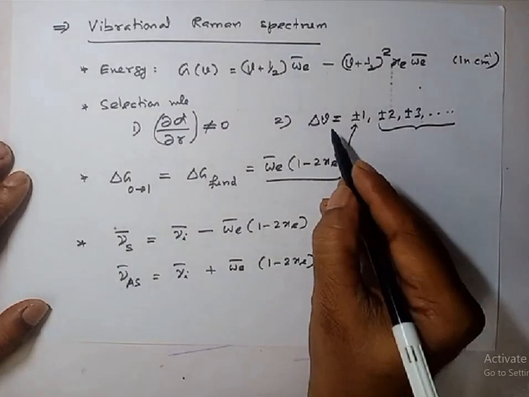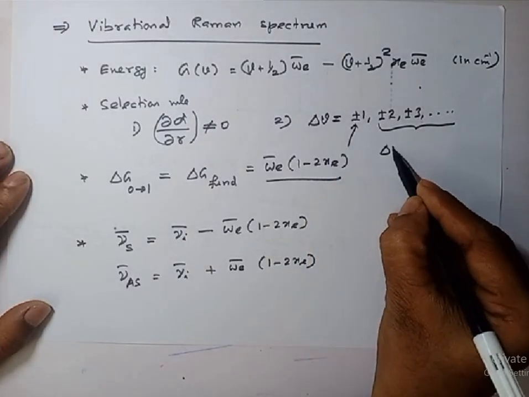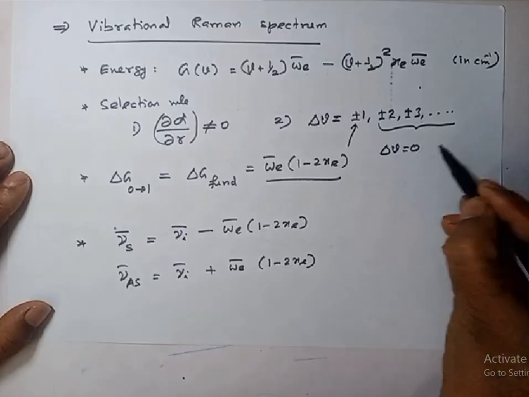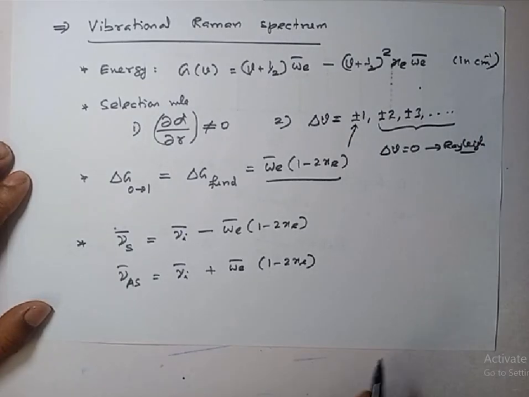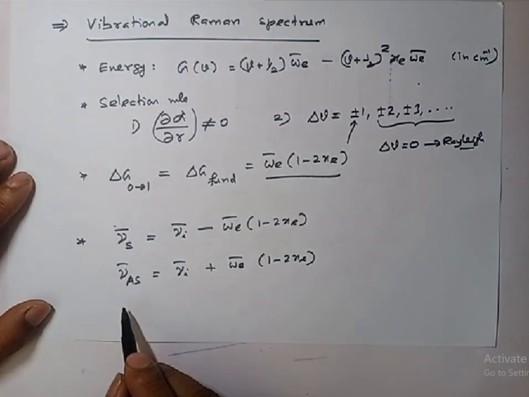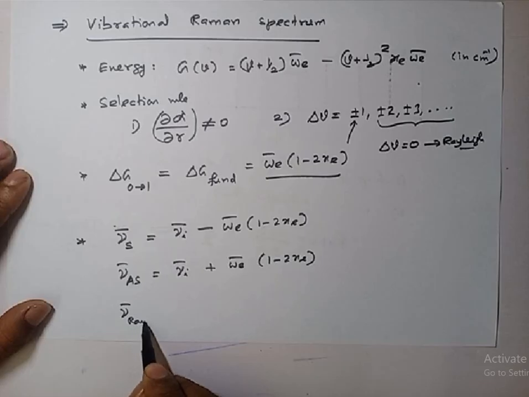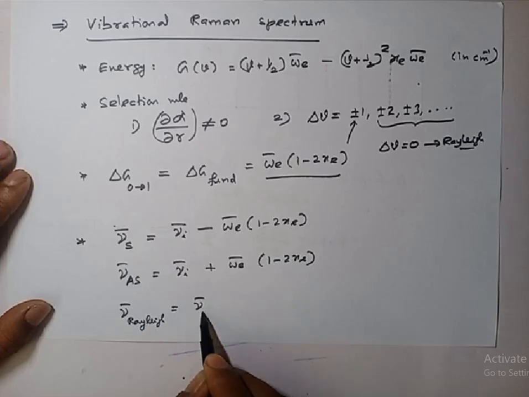Listen, delta V equal to 0, which I didn't write here, corresponds to the Rayleigh line. If delta V is 0, we get the Rayleigh line. So the frequency of the Rayleigh line is equal to the incident frequency.